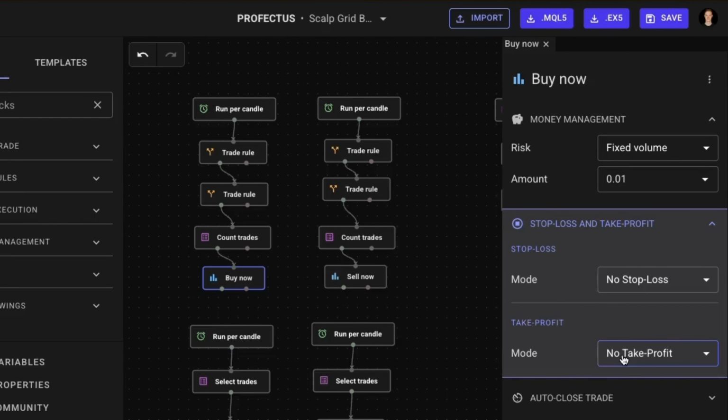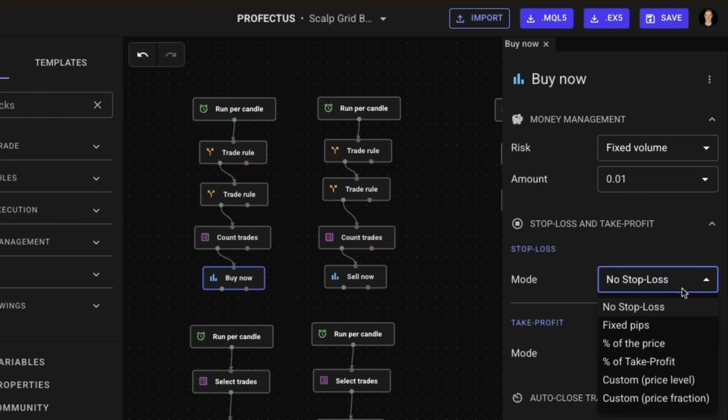It's actually based on pips. If you feel like, I actually want to have a hard-coded, so to say, stop loss, because this is also one of the best practices we teach, and we also show you in the help center of Profectus.ai, then you can change it here. You can add your stop loss here. Let me quickly show you the options you have.